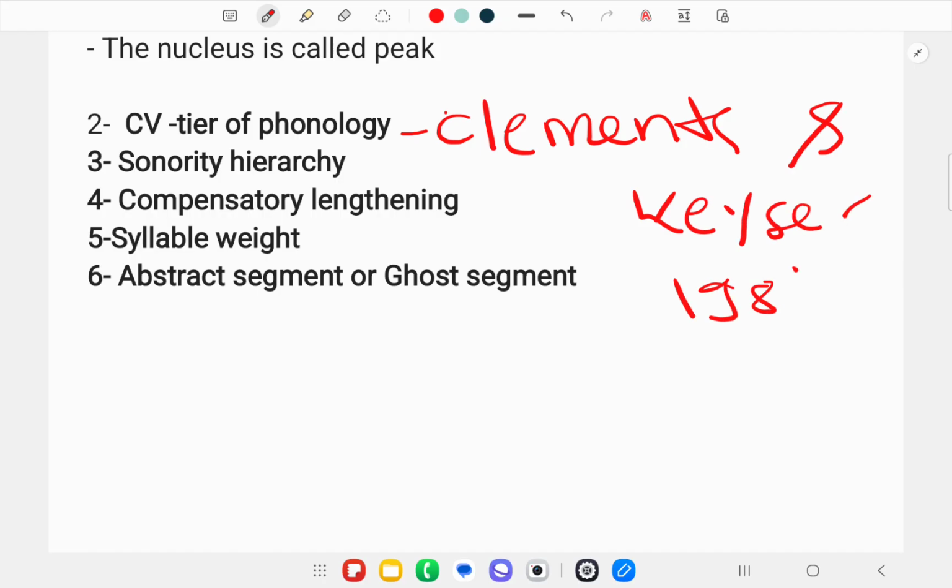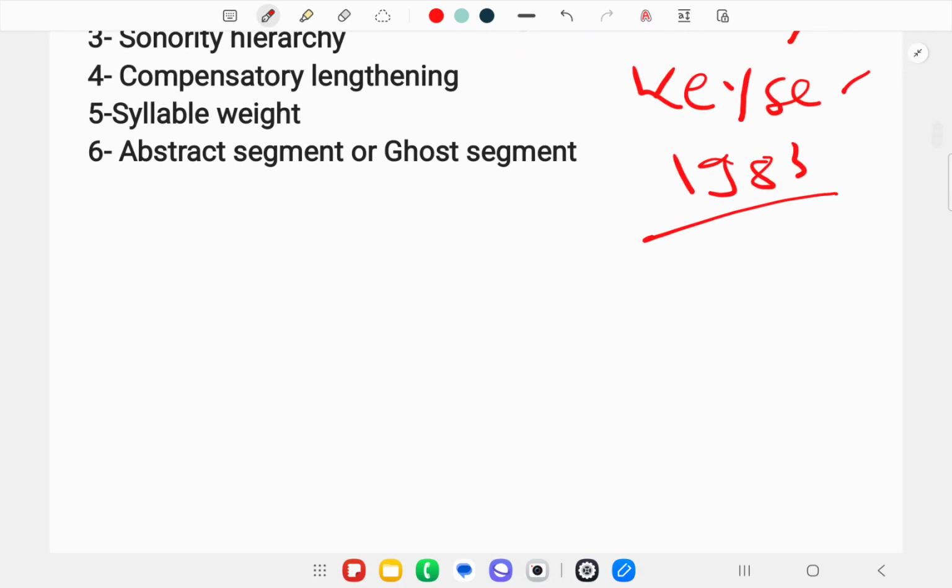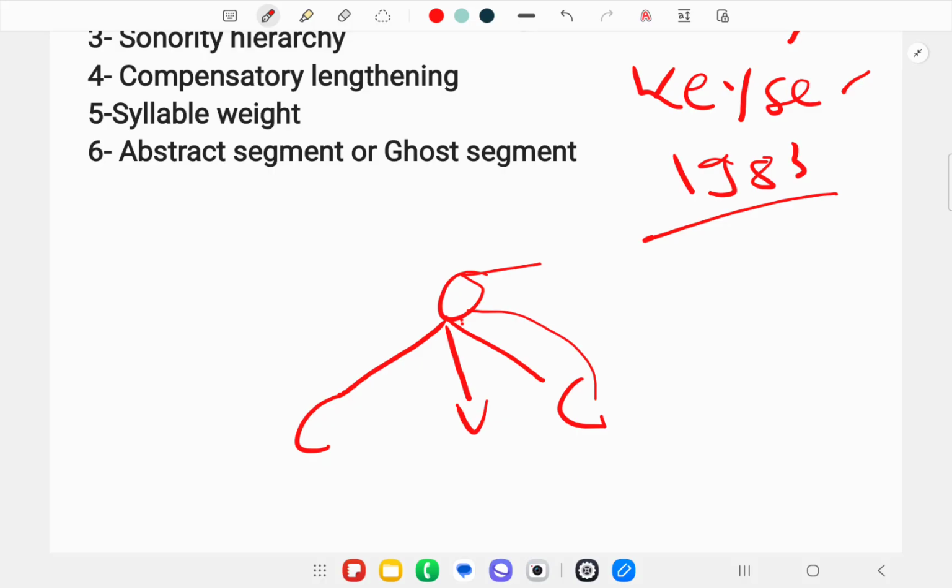in 1983. The CV model of phonology was expanded, or given, by Clements and Keyser in 1983. According to the CV model of phonology, according to Clements and Keyser, a syllable is always the head constituent, and it is all C and V: this one is your consonant, this is your vowel portion, and this is again your consonant. So these are always dominated by the symbols, or we can say the head constituent.